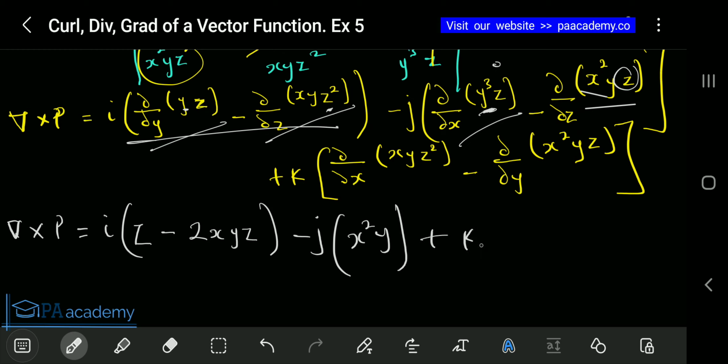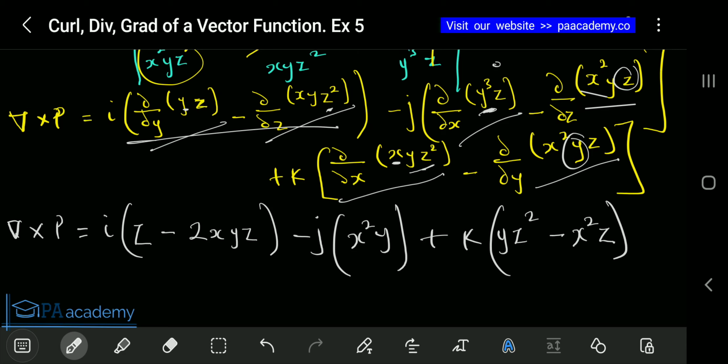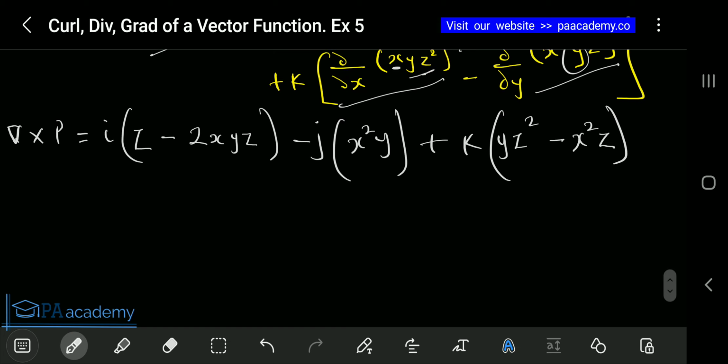Okay, so now let's move over to k. So plus k. Let's differentiate this with respect to x. So this is x here. If you differentiate x, that's 1. So we'll be left with yz square as the constant. So we are going to write yz square. Then minus, so let's move over here. If we differentiate that with respect to y, so this is y. Differentiation of y is 1. So we'll be left with x square z. So this is what we are going to get if you find the curl of p. So this is for curl p.